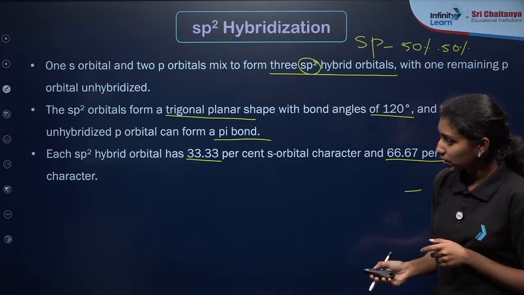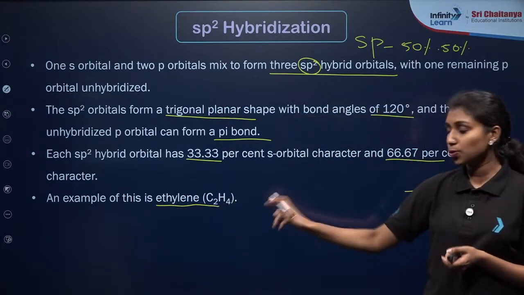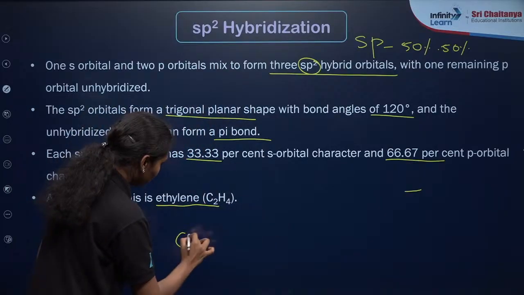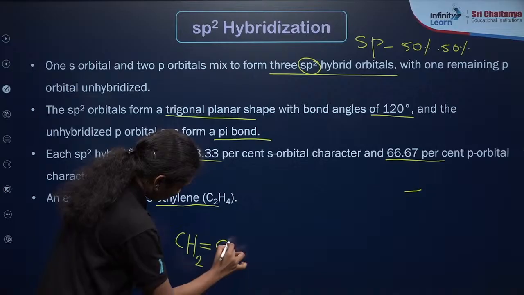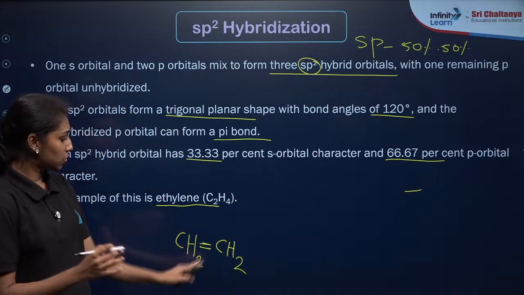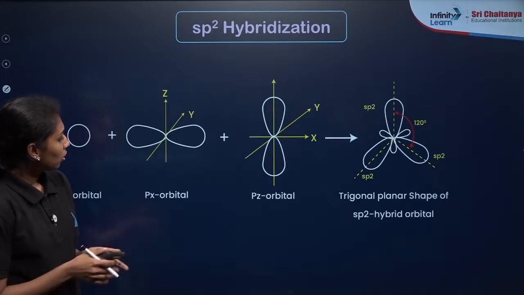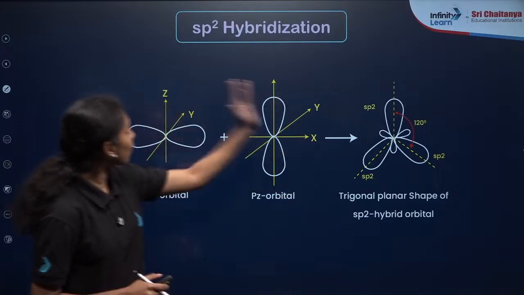Now let us discuss the structure of the ethylene molecule, which means C2H4, which has the double bond. We will discuss the organic compounds in detail later. So this is the compound CH2 double bond CH2, that is known as the ethylene molecule. Okay. This is a case of sp2 hybridization.